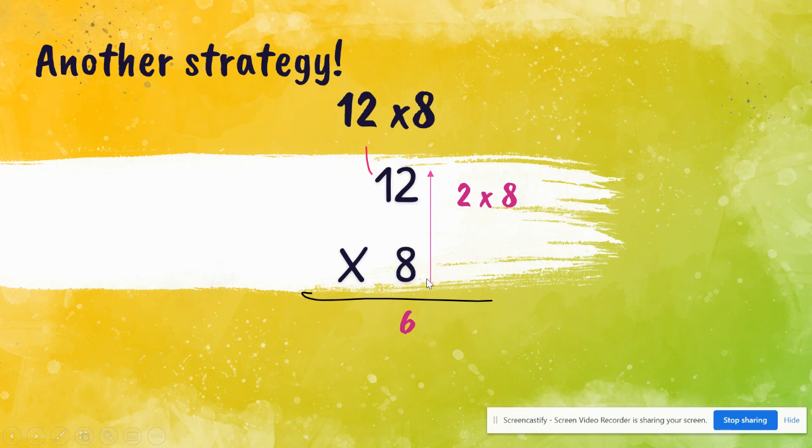Then I'm going to multiply diagonally. 8 times 1, we know 8 times 1 equals 8, and then we have to add in that 1. So 8 times 1 equals 8, plus 1 equals 9. It gets us that 96. So these are two quick strategies for solving your 12s.